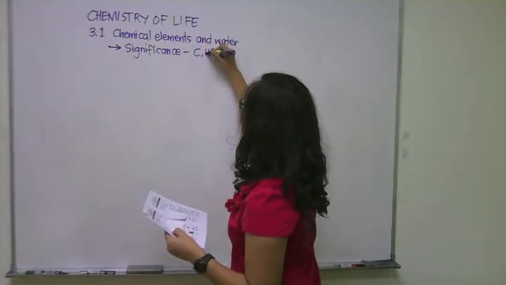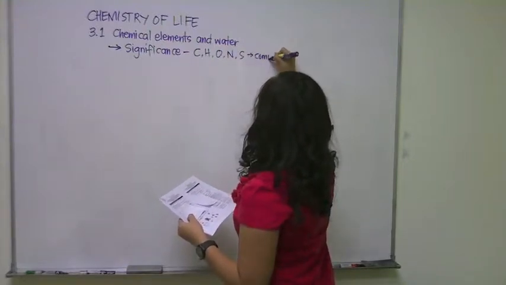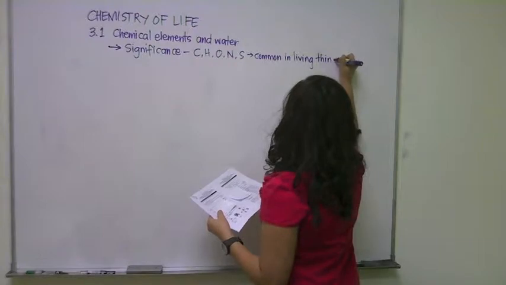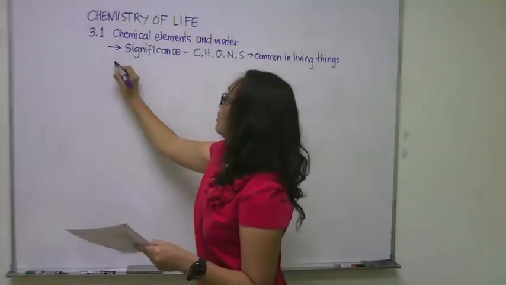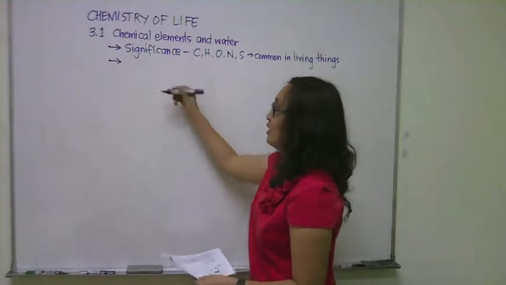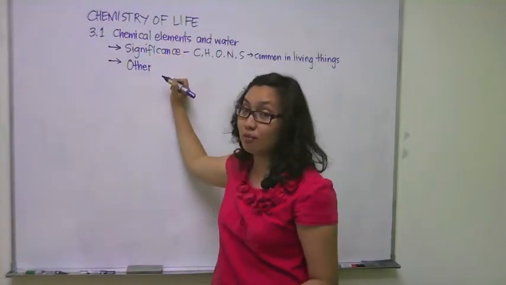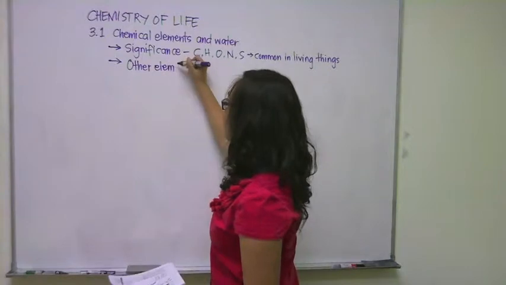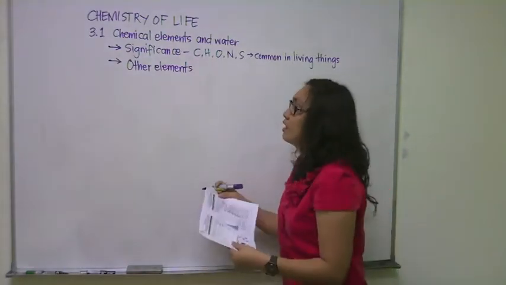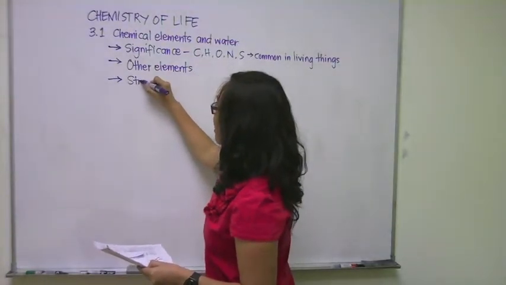So this should include the elements that are common in living things. Next one. If there are other elements that need to be elaborated, such as calcium and sodium, these other elements are needed in small amounts. So you just need to explain to the student that these elements are needed for a specific purpose or a specific function.